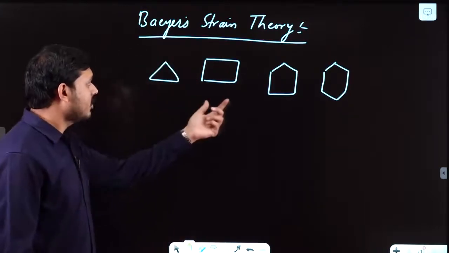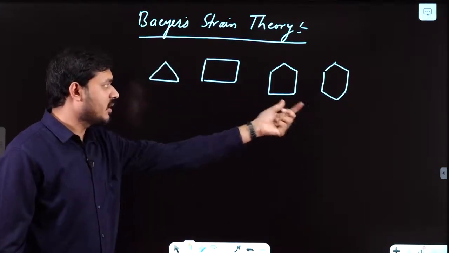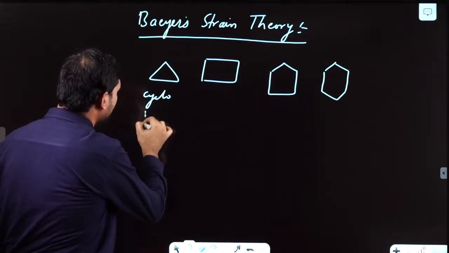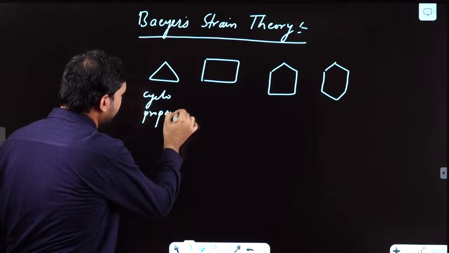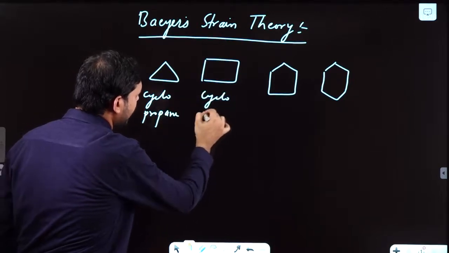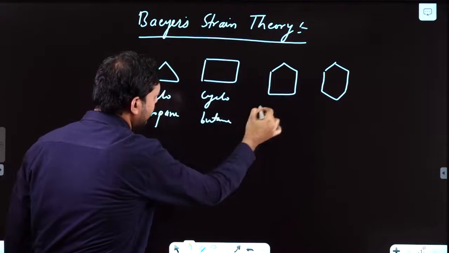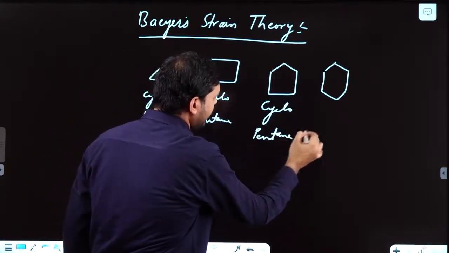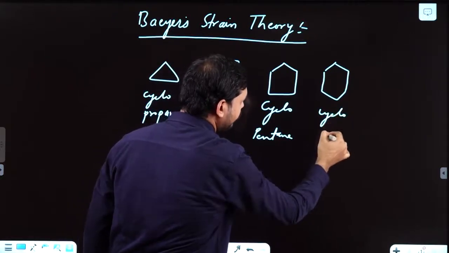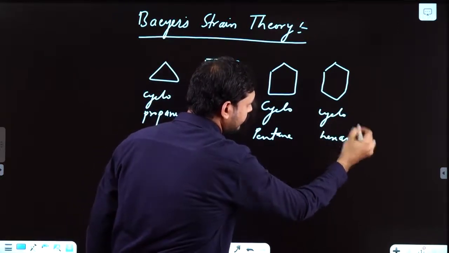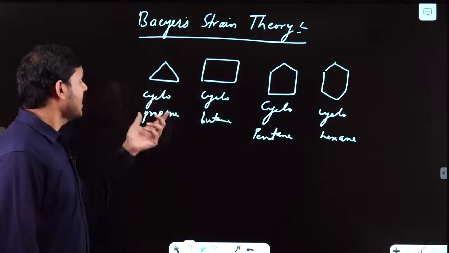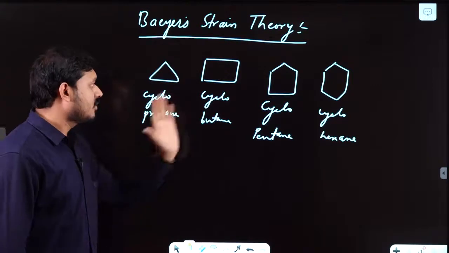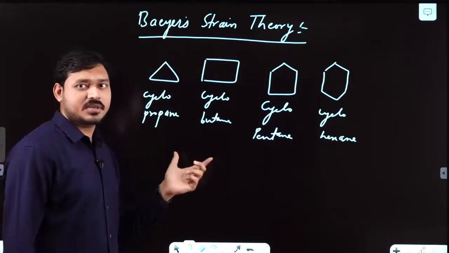Among the 3-member ring, 4-member ring, 5-member ring and 6-member ring, this one is cyclopropane, this is cyclobutane, this is cyclopentane and this is cyclohexane. Now, as per Baeyer strain theory, he considered these molecules as rigid structures, right?